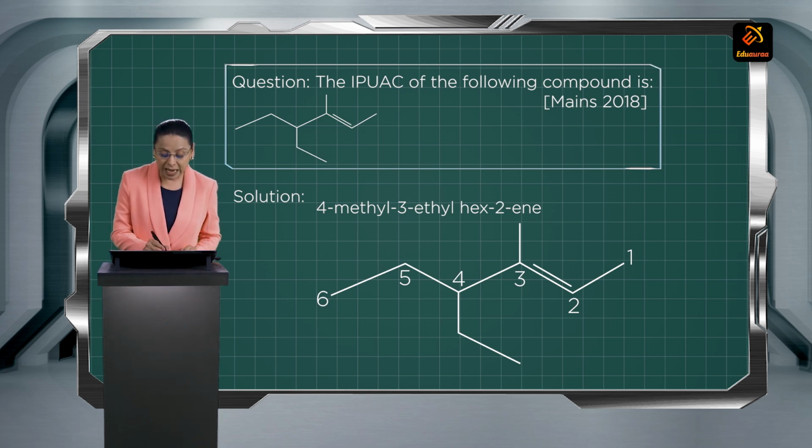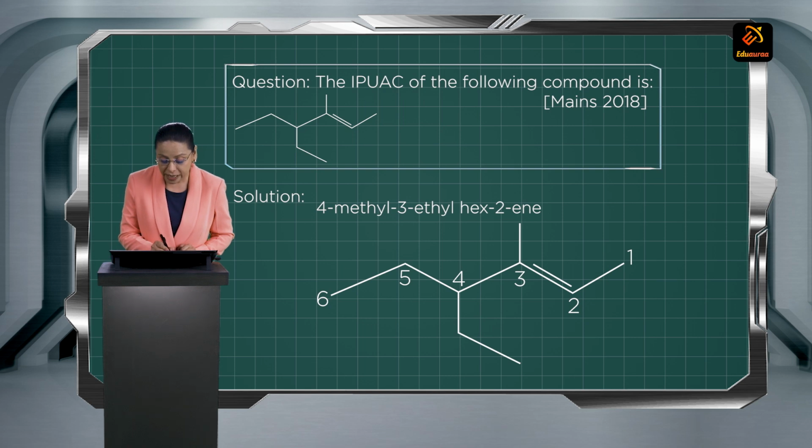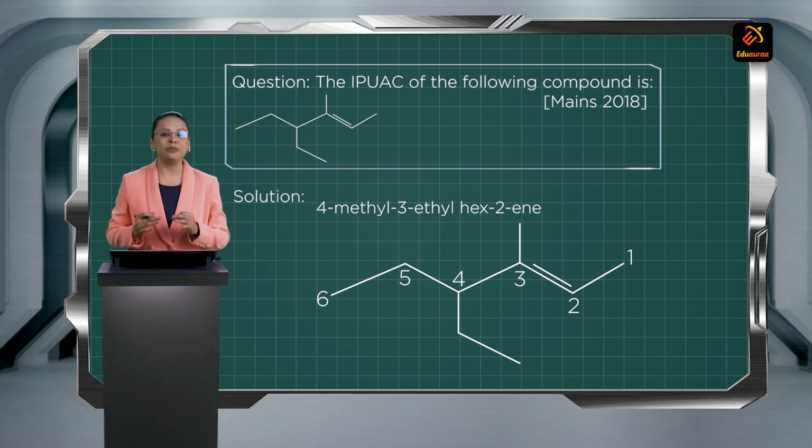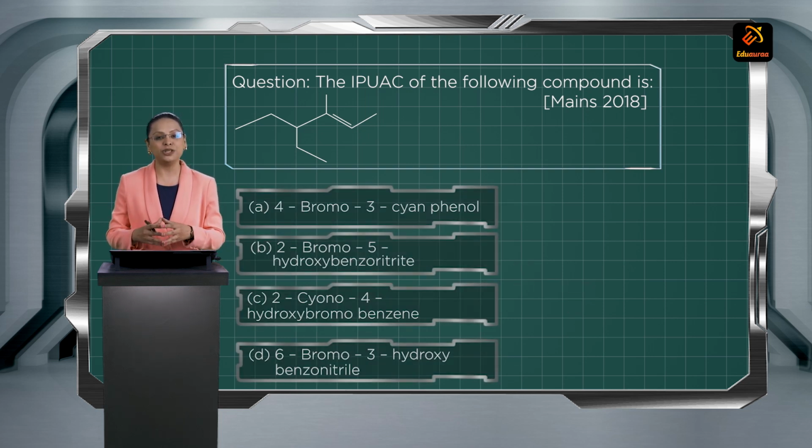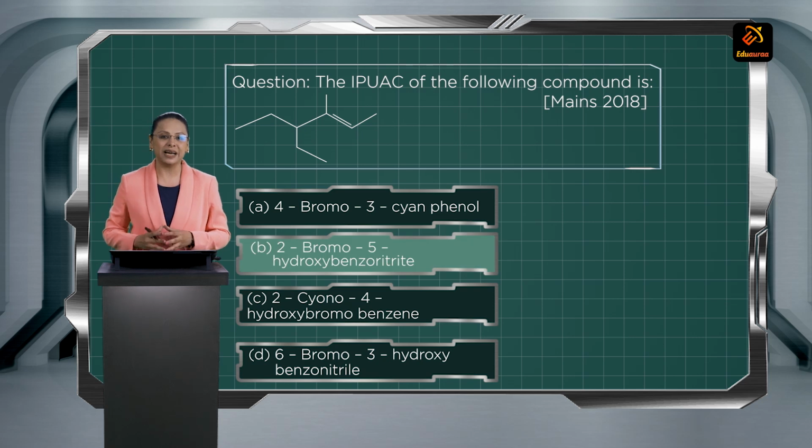Now I can clearly see that at the second position, because the double bond is there, I'll be putting ene. At the third position, I am having a methyl group. So it will be 3-methyl. At the fourth position, I am having an ethyl group. So it will be 4-ethyl. And as hex was there, which we have already found out. So now let us combine all the pieces and give the final name. It is going to be 4-ethyl, 3-methyl, hex-2-ene. And this can be clearly seen in option D. Option D is the correct answer.